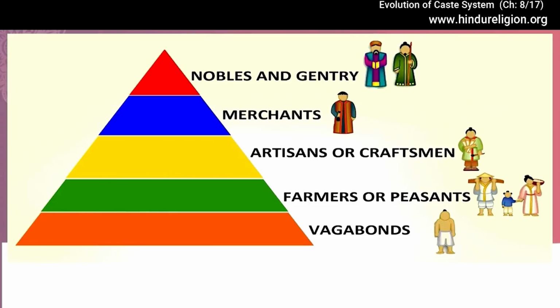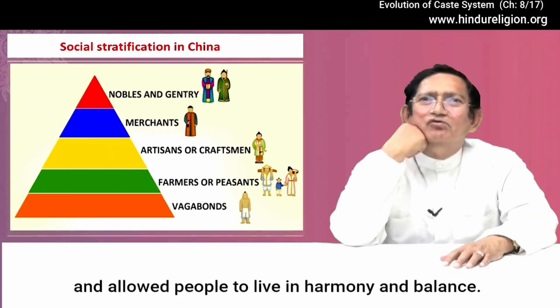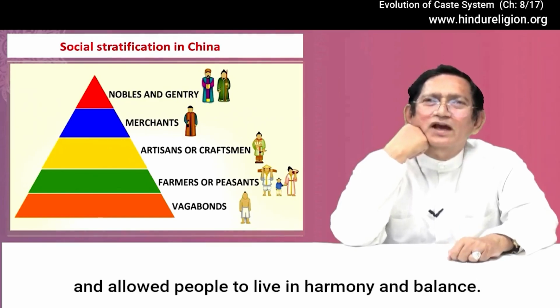In ancient and medieval China, there were 5 social classes, including nobles and gentry, that is, government officials, farmers or peasants, artisans or craftsmen, merchants, followed by those possessing no particular skill or education, vagabonds, slaves. The 5 social classes were based on the teachings of Confucius and allowed people to live in harmony and balance.